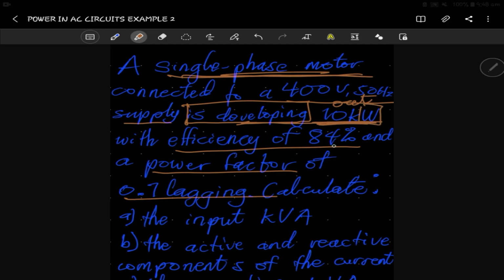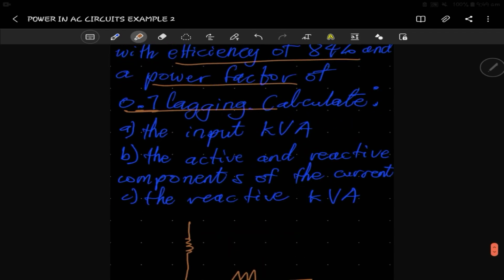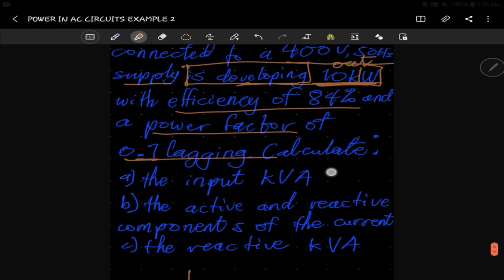An efficiency of 84%, a power factor of 0.7 lagging, and because it is lagging, that would mean we are dealing with a circuit with an inductor in combination with a resistor. This will be a summary for the circuit, because the power factor is lagging. So we want to calculate the input power. Let's see input power.